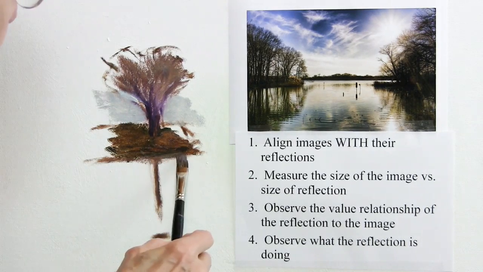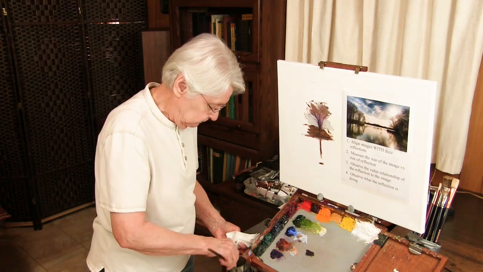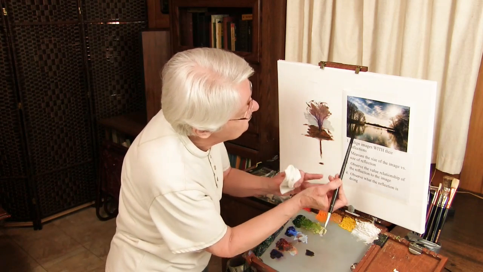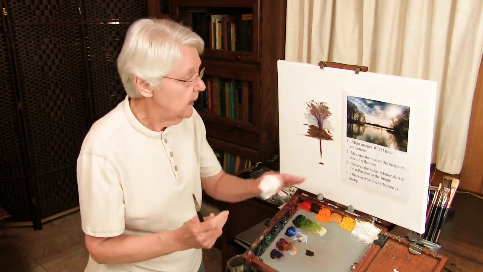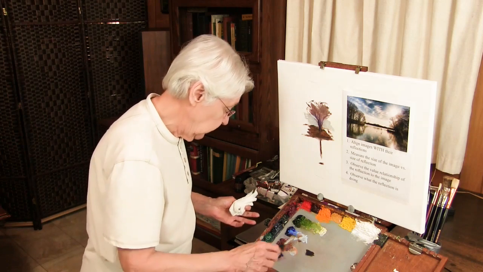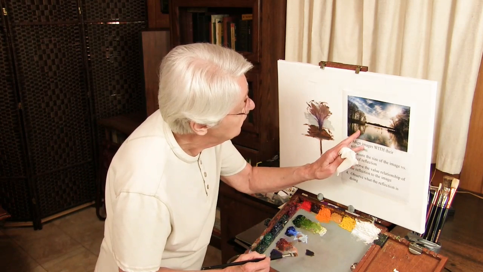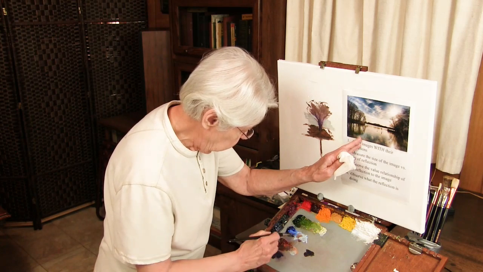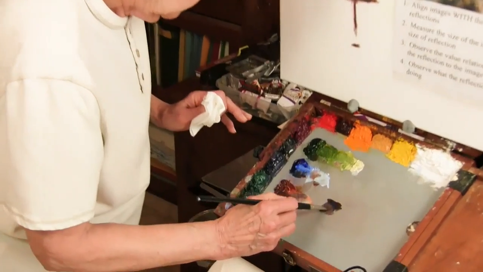So right in here, what are we looking for? Observe the value relationship of the reflection. The reflection of the tree, as I'm seeing it right there, is a little bit lighter than the actual tree itself. So if it's just a little bit lighter, here's what I'll do. I will first of all find the color. What's the color I'm reading of the reflection? I'm seeing that color is very neutral. I'm going to lighten it just a little bit.